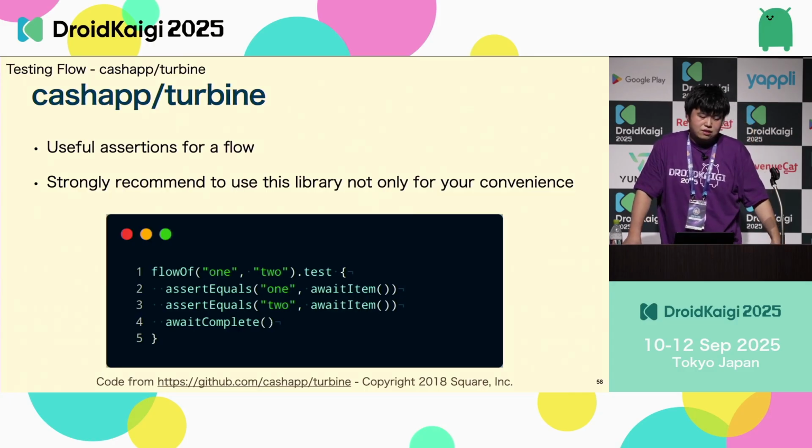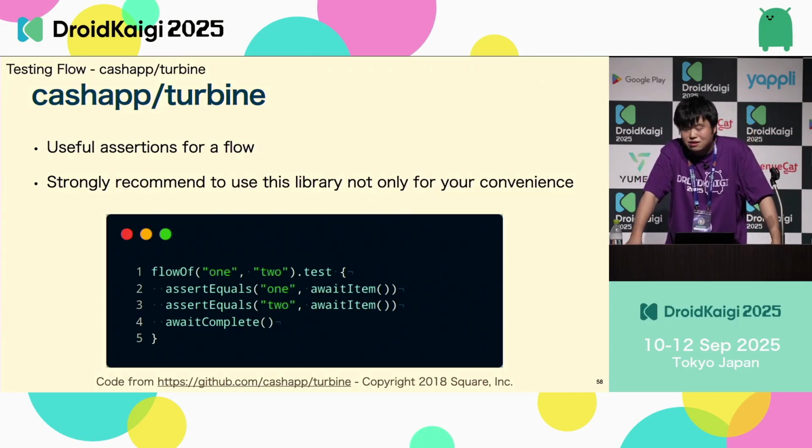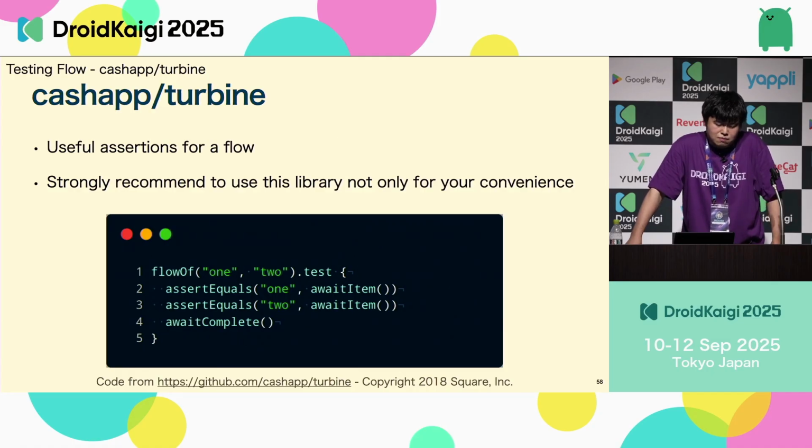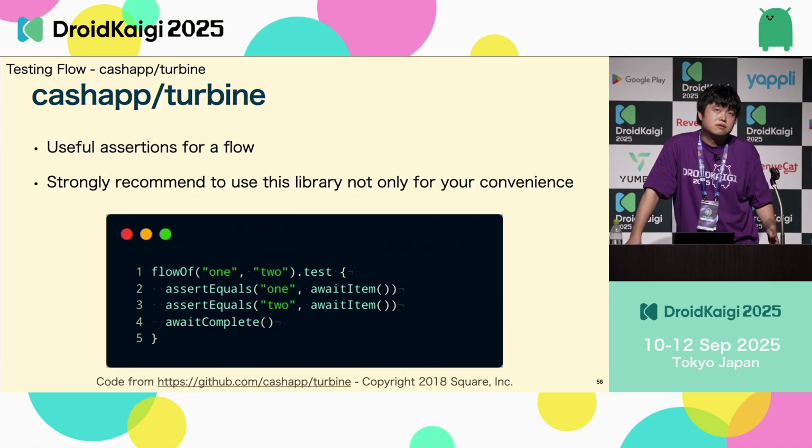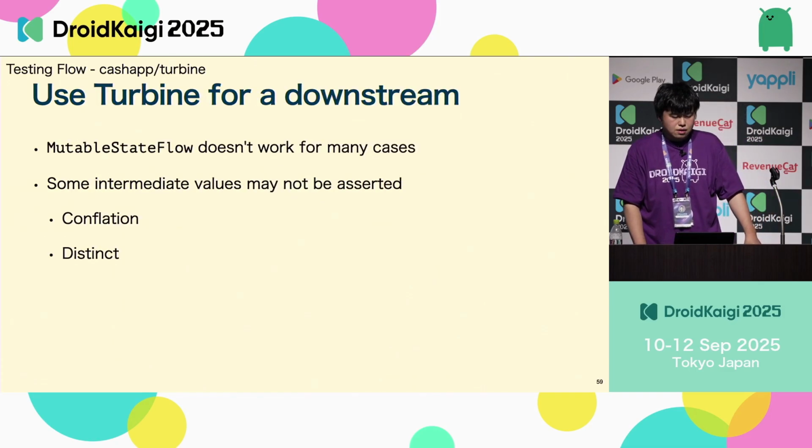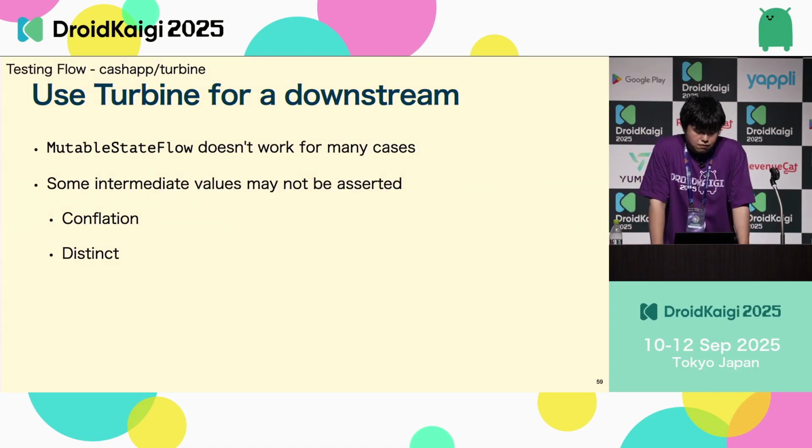First, I strongly recommend introducing Turbine, which is a very useful assertion library for flow testing developed by Cash App. I really recommend it, but it's not only for the convenience perspective. First, the mutable state flow won't properly work for many tests. It's conflated and distinct, so some intermediate values may not be assertable.